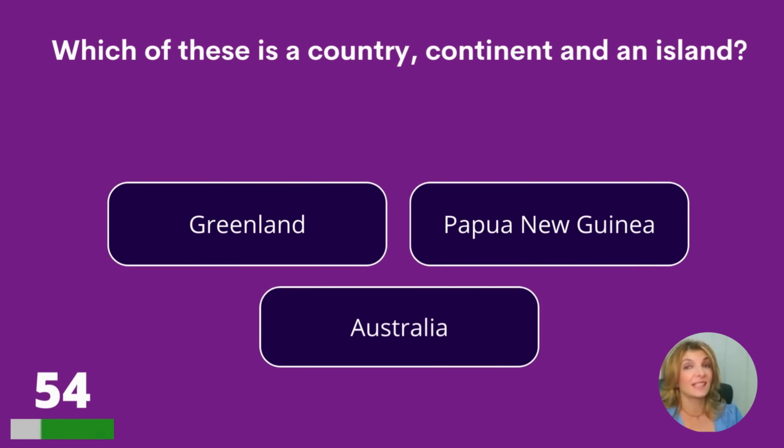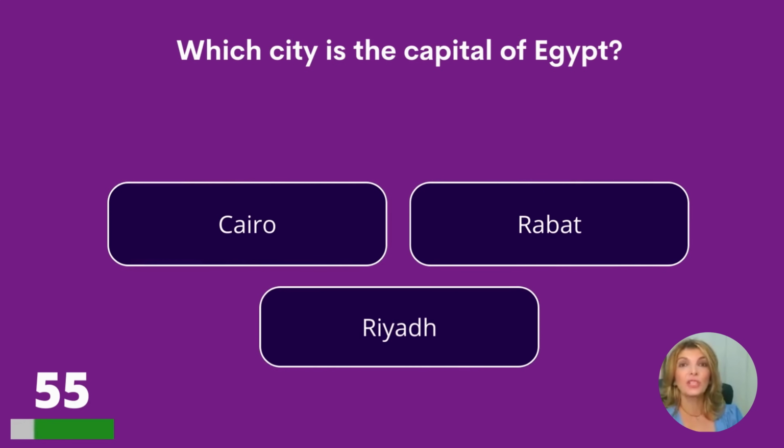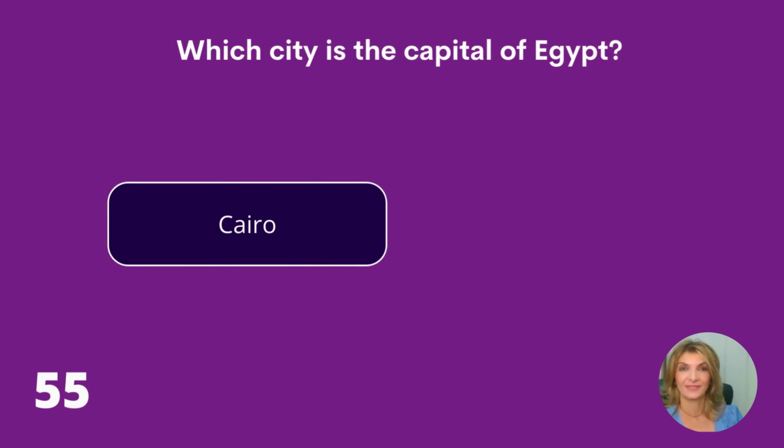Which of these is a country, continent, and an island? Greenland, Papua New Guinea, or Australia? Australia. Which city is the capital of Egypt? Cairo, Rabat, or Riyadh? Cairo.